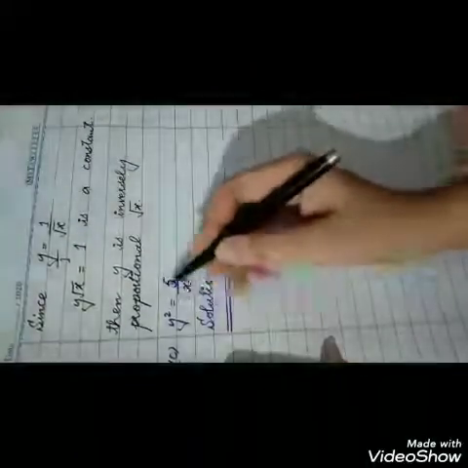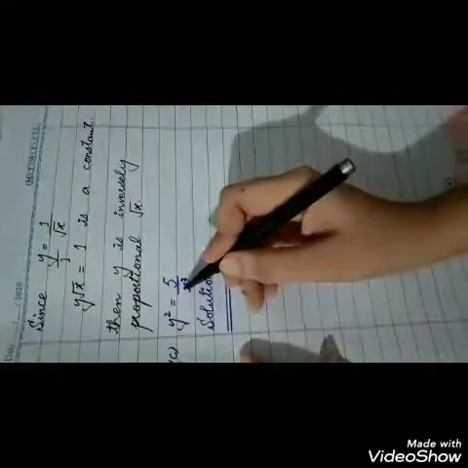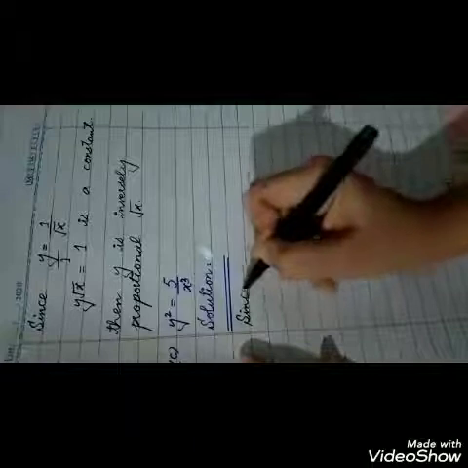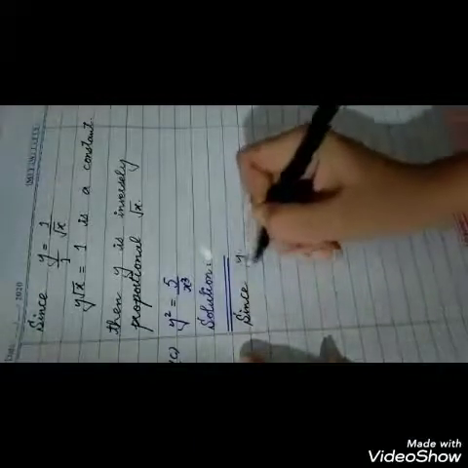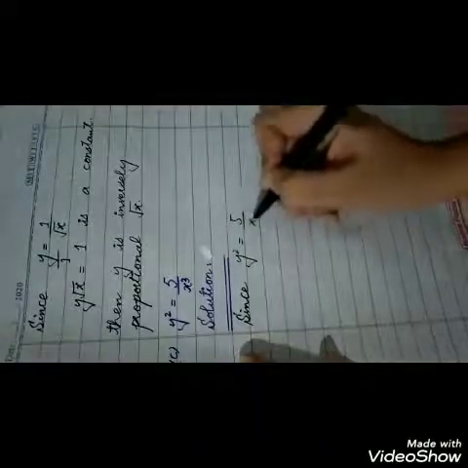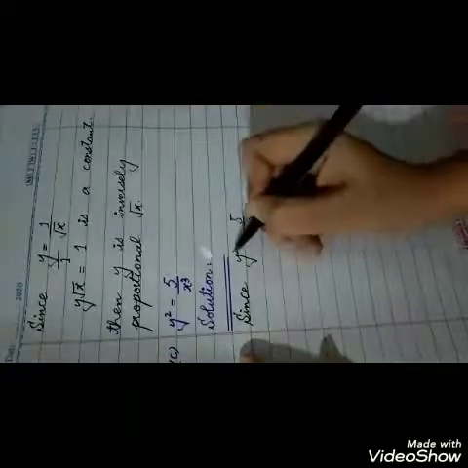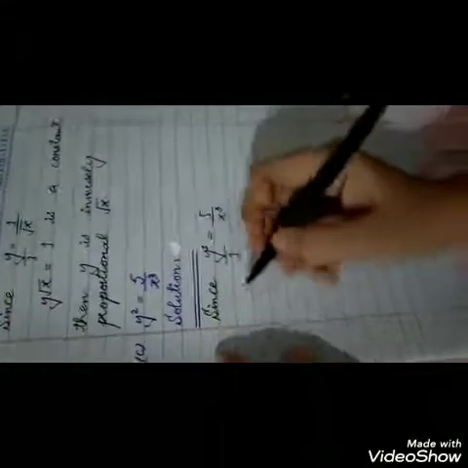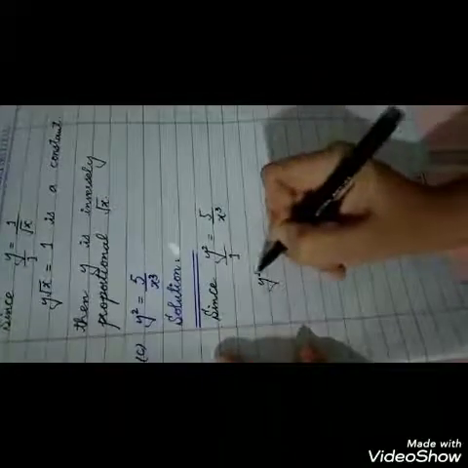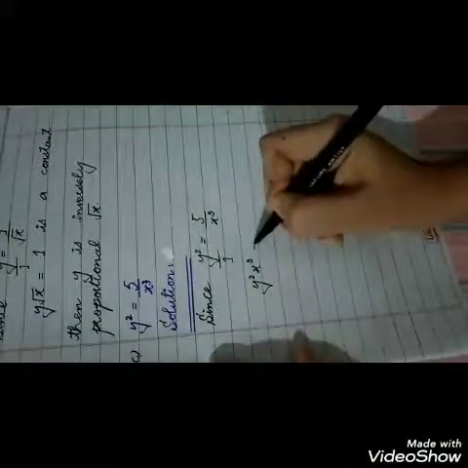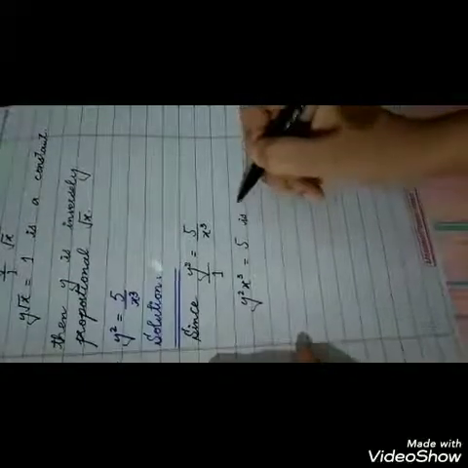Here y square is equal to 5 by x cube. Since y square is equal to 5 by x cube, we will make a denominator here, cross multiply it, y square into x cube is equal to 5, where 5 is a constant.